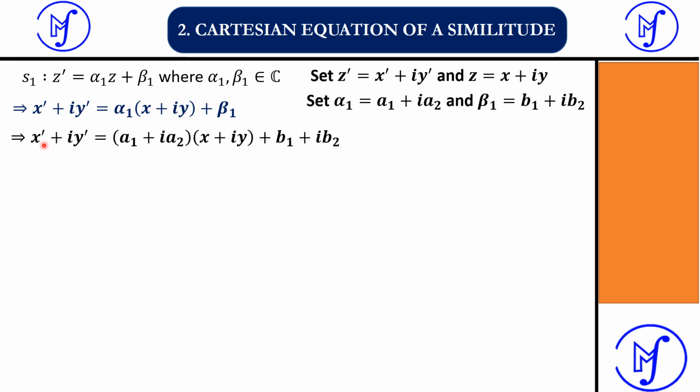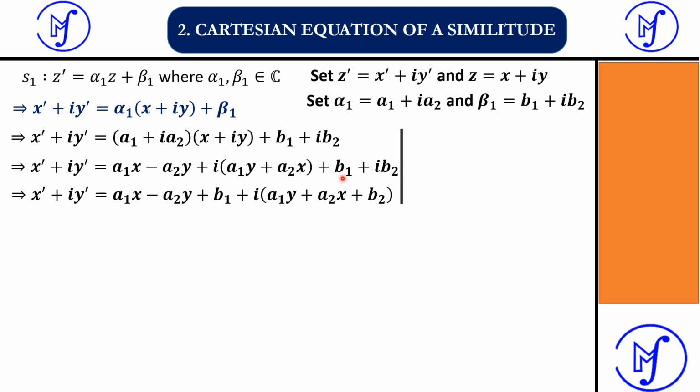We have X prime plus iY prime equal to A1 plus iA2 times X plus iY, plus B1 plus iB2. Now we need to expand. The rest is expansion, and then we group the like terms together and equate the corresponding entries. At the end of the day, X prime, the real part, is equal to the real part, which is A1X minus A2Y plus B1. And Y prime, the imaginary part, is equal to the imaginary part, which is A1Y plus A2X plus B2.